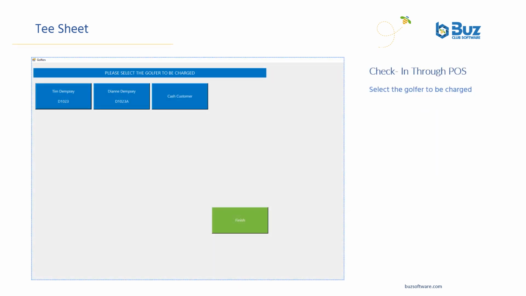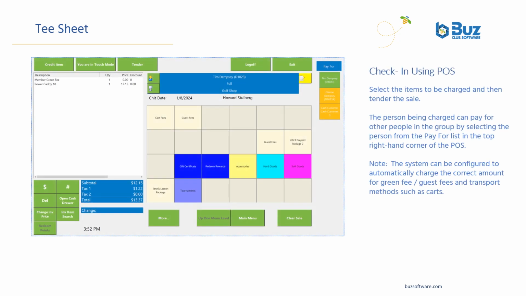Select the golfer to be charged. Select the items to be charged and then tender the sale. The person being charged can pay for other people in the group by selecting the person from the Pay For list in the top right-hand corner of the POS. Note, the system can be configured to automatically charge the correct amount for green fees and guest fees and transport methods such as carts.